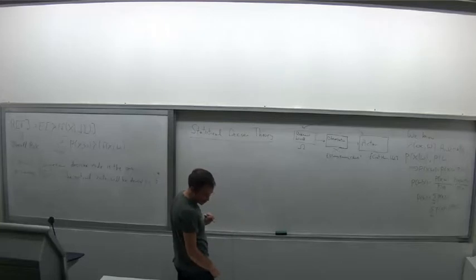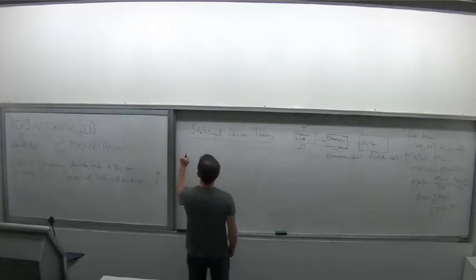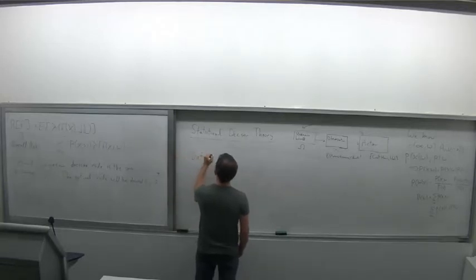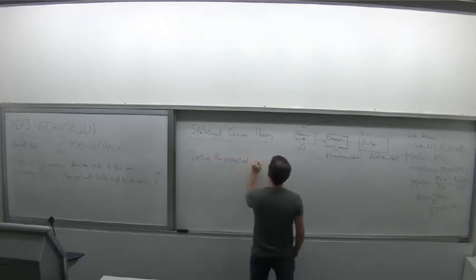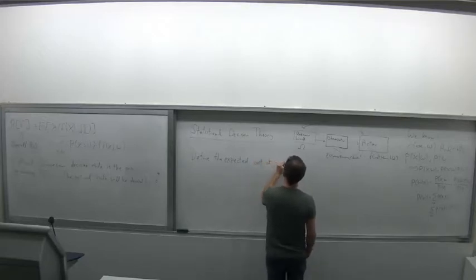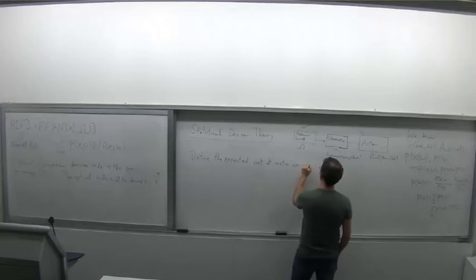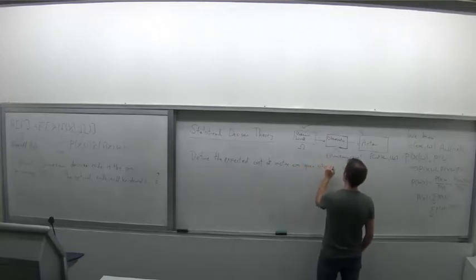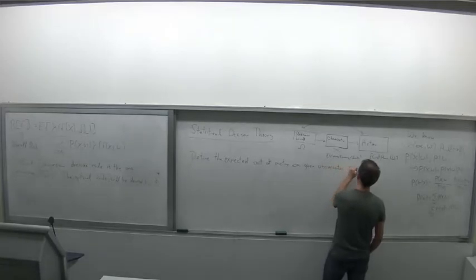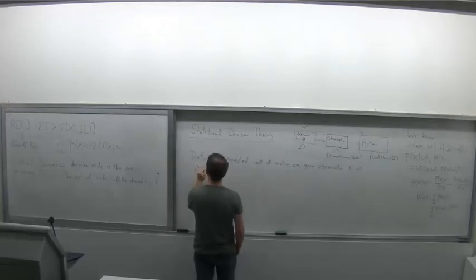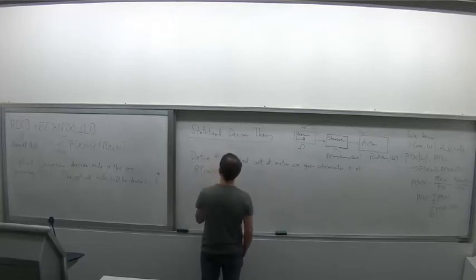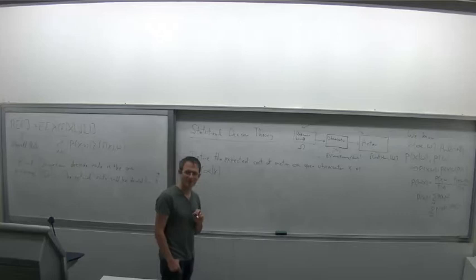So let me just define one thing before we specify the answer. We define the expected cost of action alpha given observation X, and we will denote it by R of alpha given X. Okay?